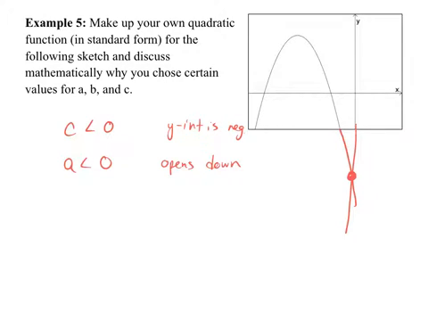Okay, I'm giving reasoning next to each thing. It's going to catch up. AirPlay is really off. And again, A is less than 0 because it opens down. C is less than 0 because it's a negative y-intercept. They'll appear in a minute. I promise.